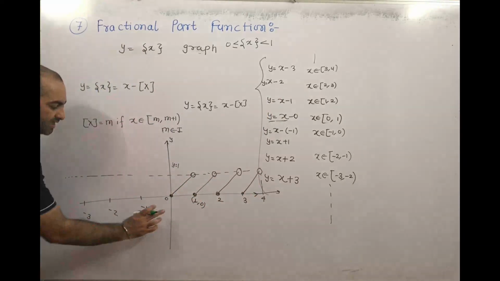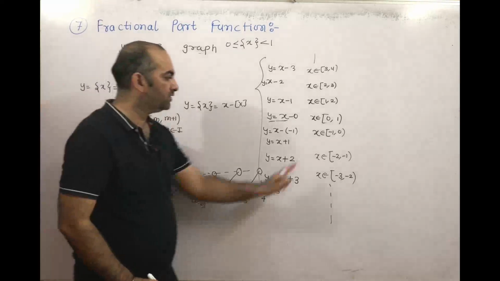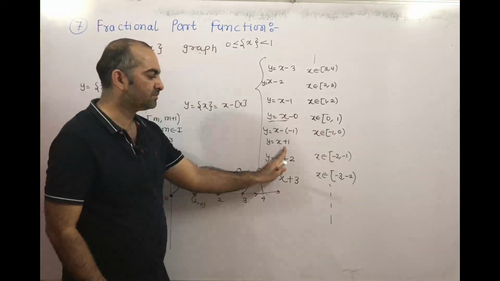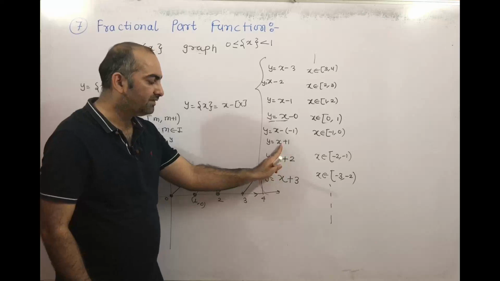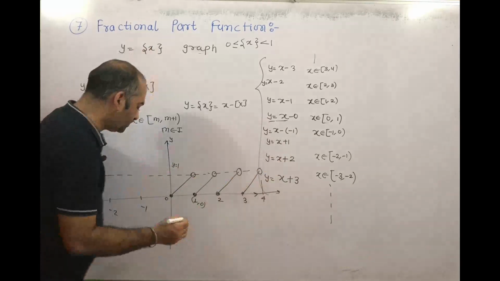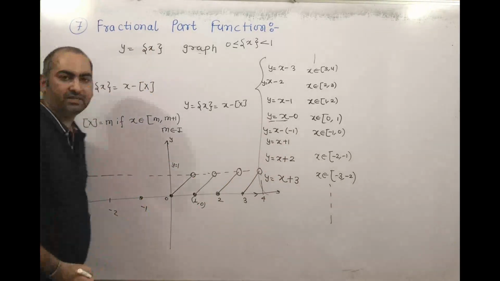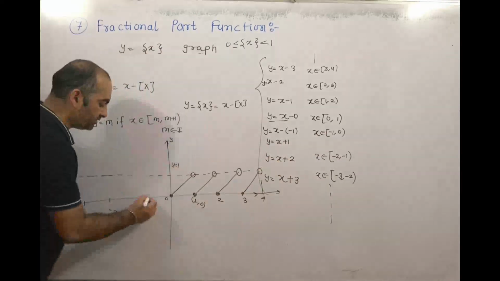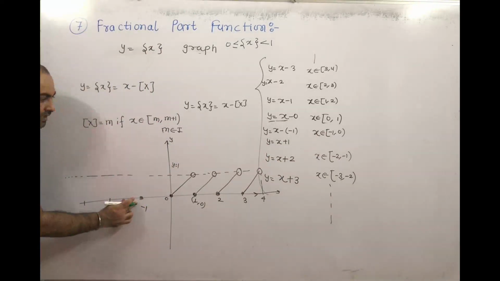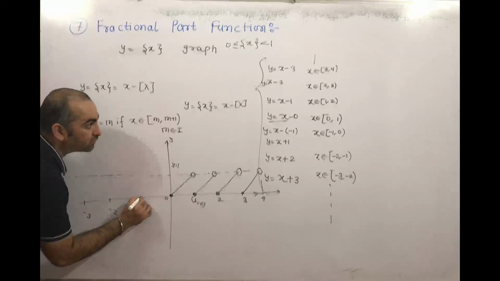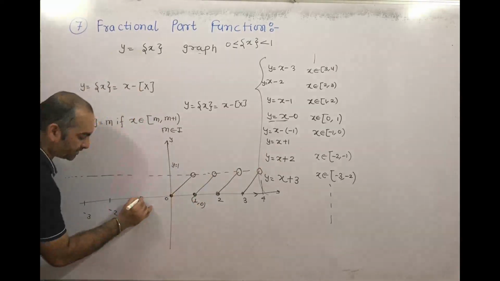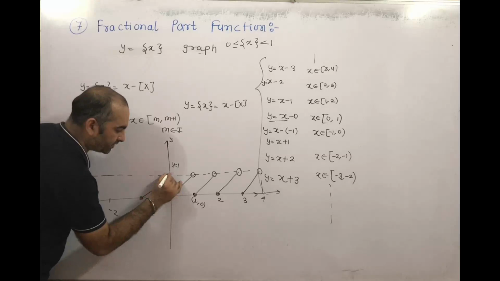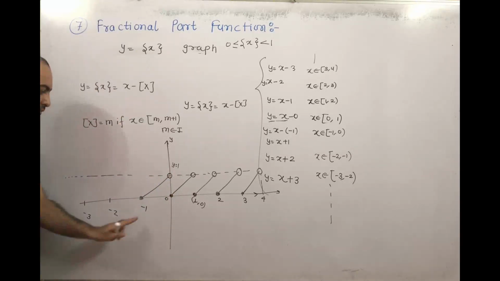Similarly, minus 1 to 0. What line are we getting? y equal to x plus 1. So this line will pass through minus 1. See, minus 1 is included. So if you put minus 1 here, minus 1 plus 1 is what? 0. So at minus 1 we'll get 0, correct? So we'll get the line y equal to x plus 1, passing through minus 1.